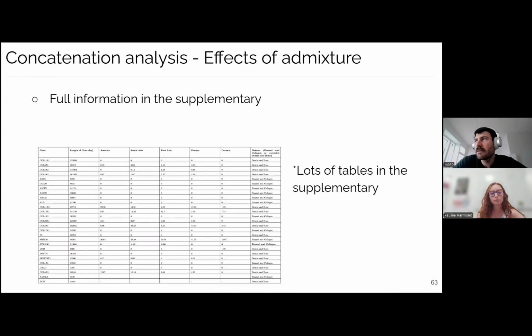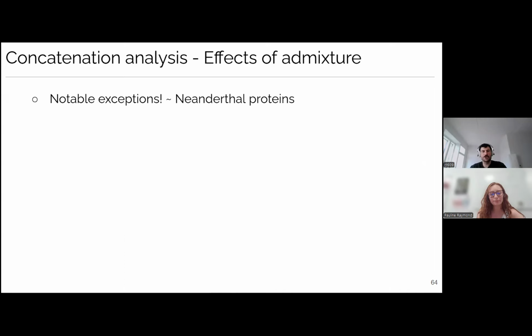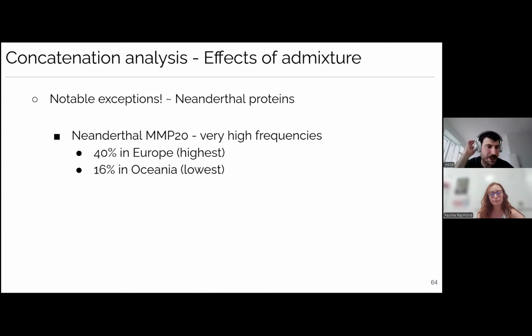And unfortunately, the best way that I could plot all of these results was in the form of supplementary tables that you can see if you're interested in specifically some of the proteins. But here I chose to show some notable exceptions to what I just mentioned. So for the Neanderthal proteins, we saw that one of them, MMP20, actually has very high frequencies in Europeans, up to 40%, and also in Asians. And this decreases for other populations, but even in Oceanians, it's up to 16% of the population that has the Neanderthal version of MMP20 based on these introgression scans.